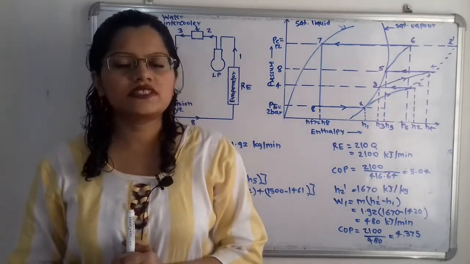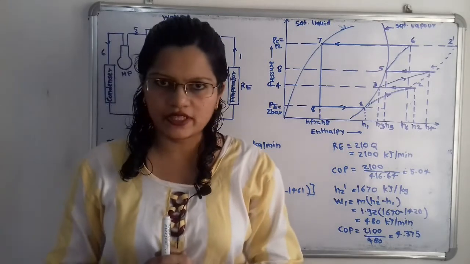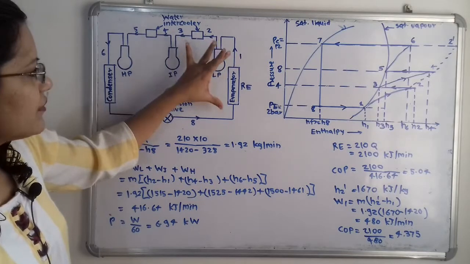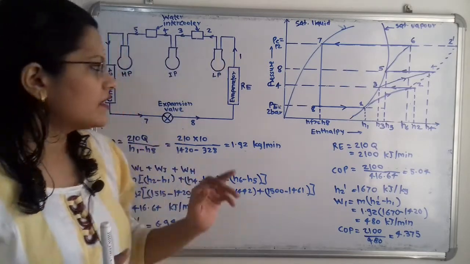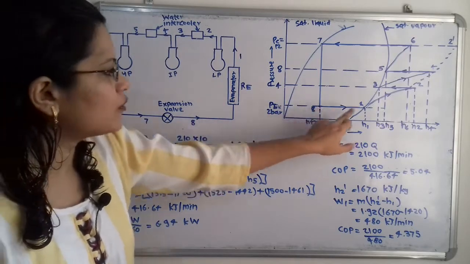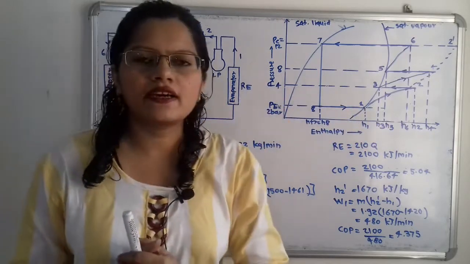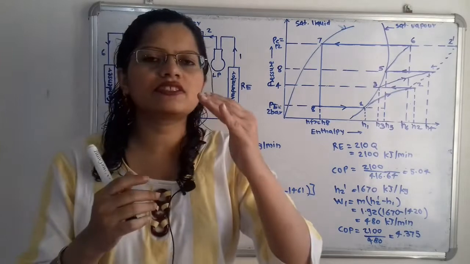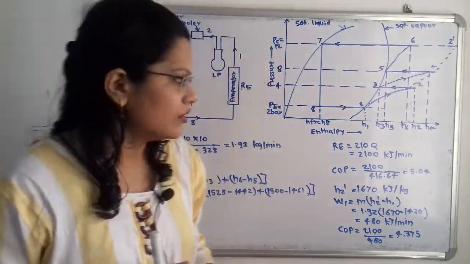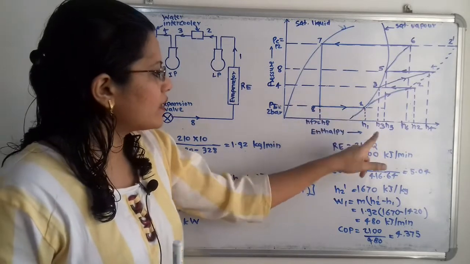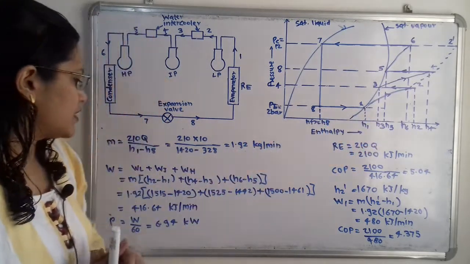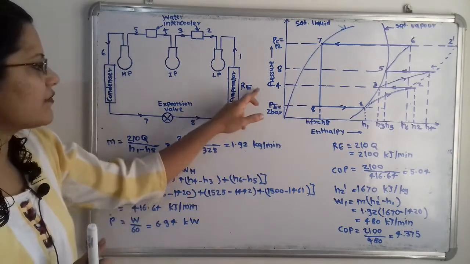Now we will first calculate the mass of refrigerant. For this evaporation process, the refrigerant is passing from point 8 to 1. So we take mass M equal to the refrigeration effect divided by the change in enthalpy. For this process 8 to 1, the enthalpy change is H1 minus H8. And what is the refrigeration effect?